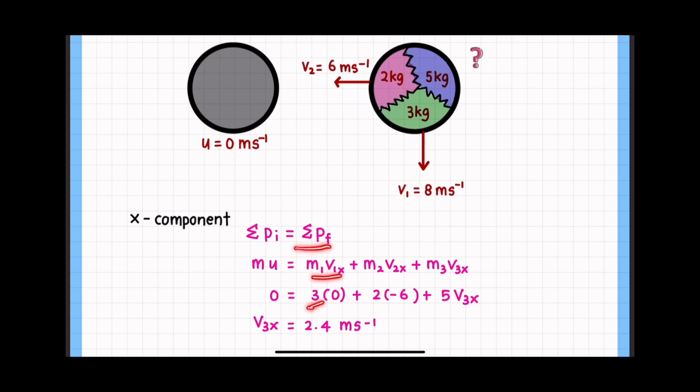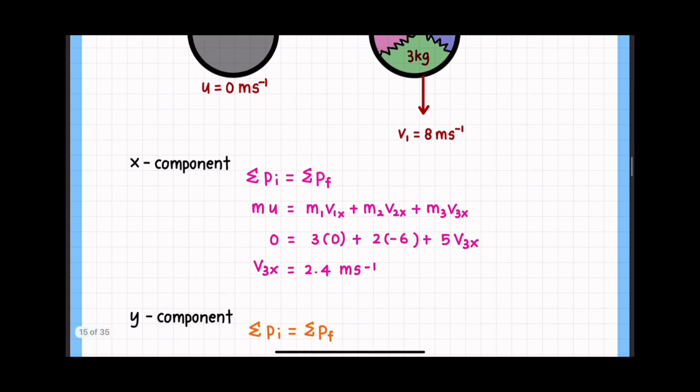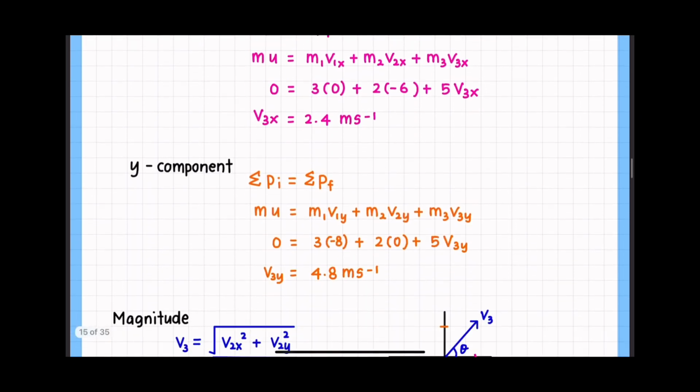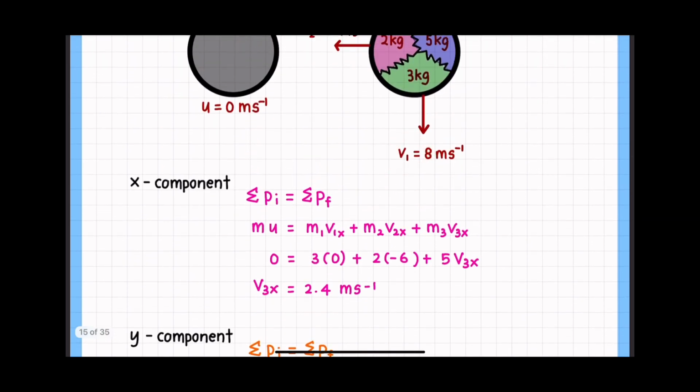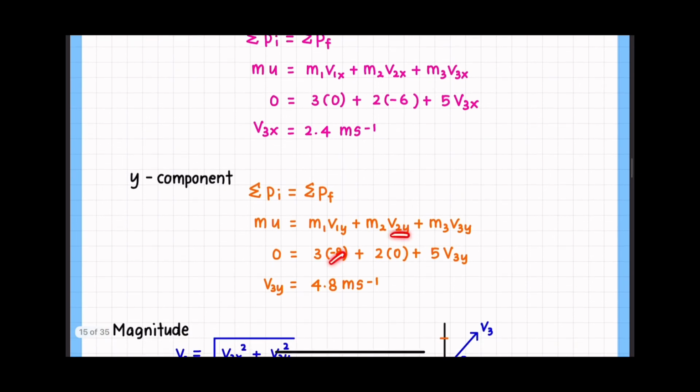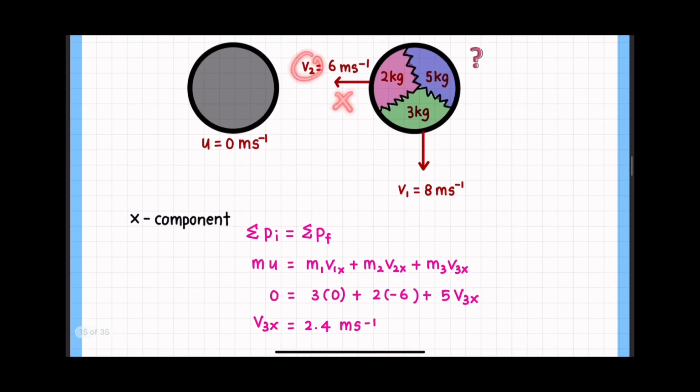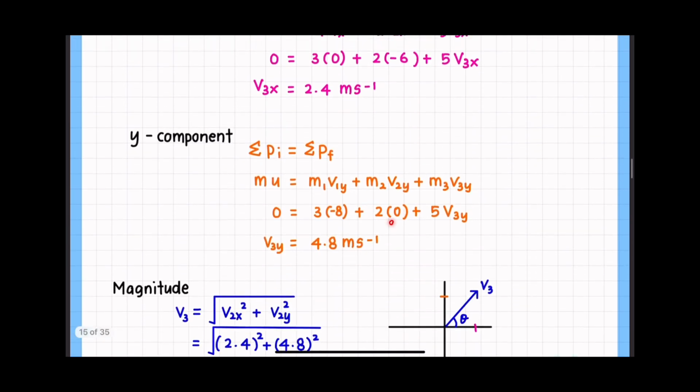Tengoklah komponen X, 3 kg ada komponen X tak? 3 kilo tak ada komponen X, jadi kosong. Okay, 2 kilo ada tak komponen X? Ada, tapi dia negatif. Okay, untuk yang 5 kg ni tinggalkan dalam terms lah V3X. So you akan dapatlah V3X 2.4. And then untuk komponen Y pun sama, you repeat balik. Okay, untuk ni 3 kali negatif 8. Kenapa? Because V1 8 adalah ke bawah, that's why negatif. Okay, V2Y tak ada komponen Y, jadi 0 lah. Okay, then 5 V3Y. Dapatlah V3Y 4.8 meter per second.